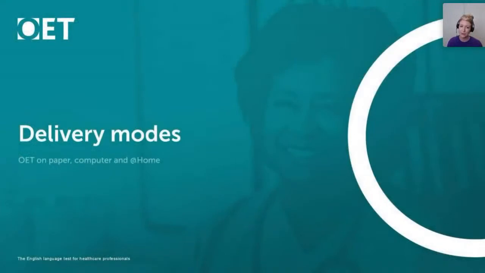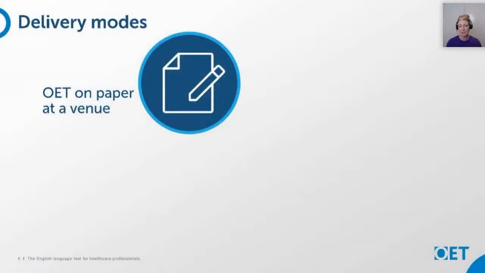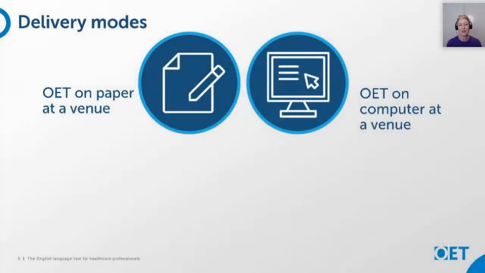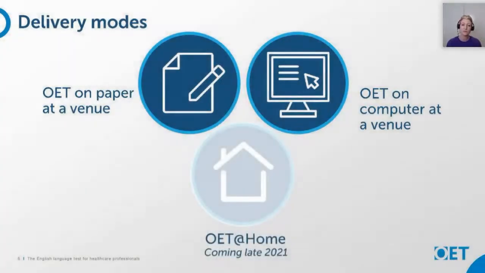Starting with the delivery modes, you're probably very familiar with the first one. So OET on paper at a test venue. This delivery mode will not be changing or disappearing. So this is still available, OET on paper at a venue. But our new delivery mode, as you know, is OET on computer at a venue. And we are going to talk about this a lot today. Coming soon, towards the end of the year, OET at home will be launched. And of course, we will share information about this when it's available, hopefully very soon.